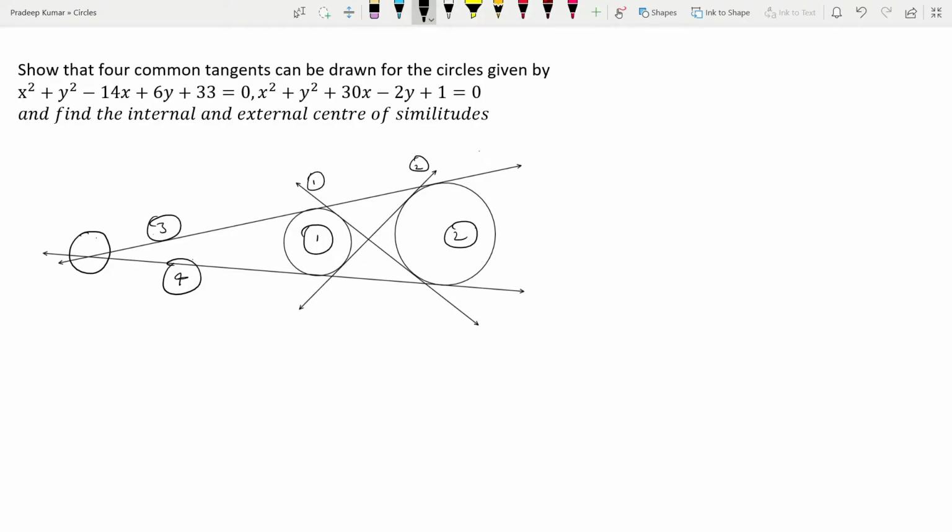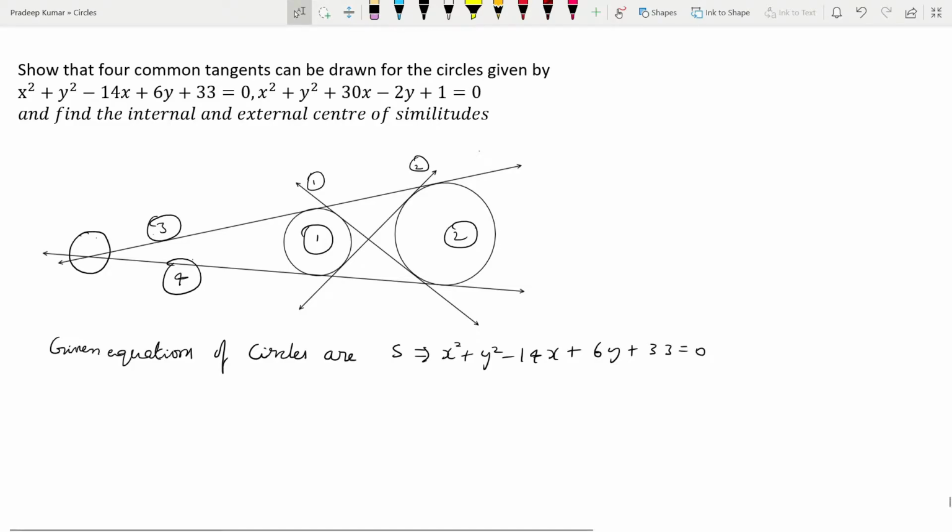So let's go forward. I'll write the given first. Given equations of circles are, I'll represent these equations with S and S dash. For the first circle I'm writing x square plus y square minus 14x plus 6y plus 33 equal to 0. This is the first circle. Let's take the second circle also, I'll represent it with S dash. The second circle is x square plus y square plus 30x minus 2y plus 1 equal to 0. So these are the two given circles.